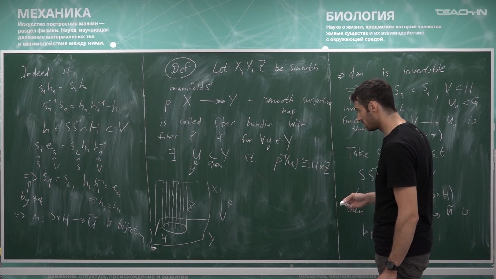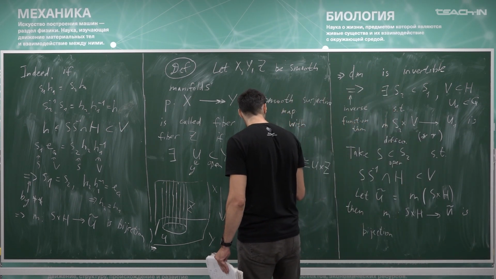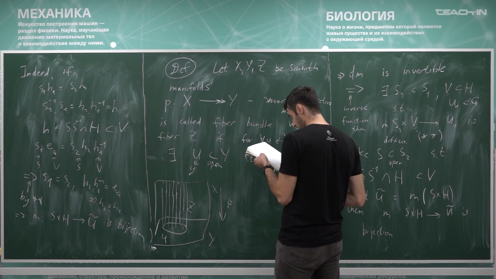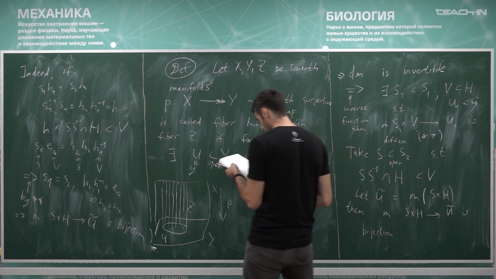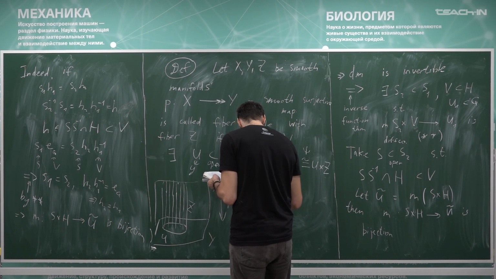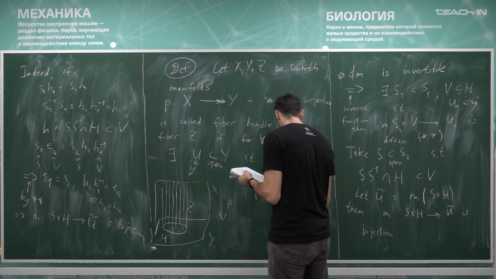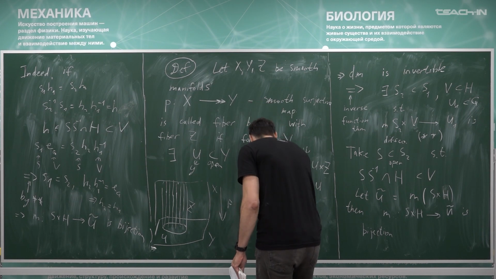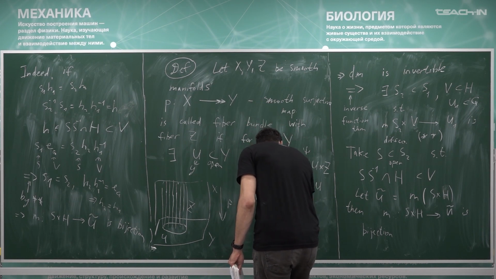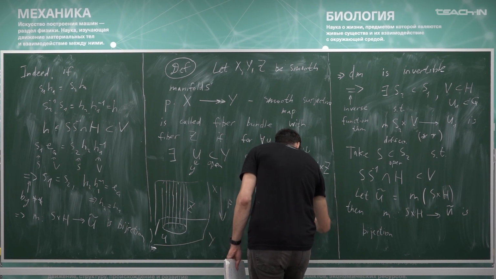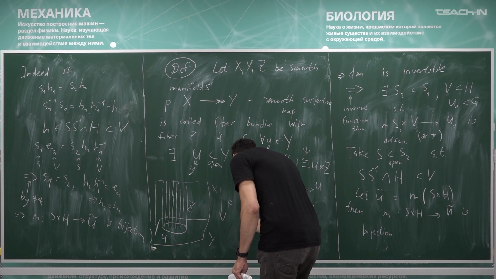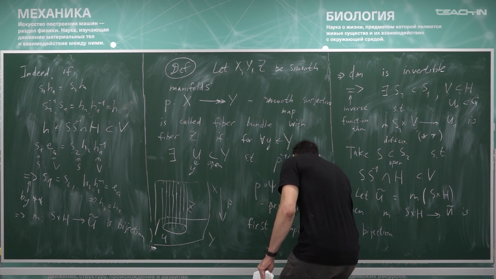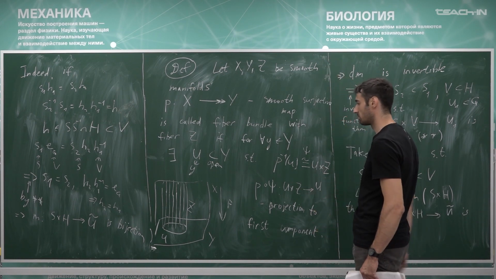Right. And moreover, if this is some diffeomorphism psi, then psi composed with P maps from U times Z to U. It's exactly a projection to the first component. So this is the definition, this is the picture.